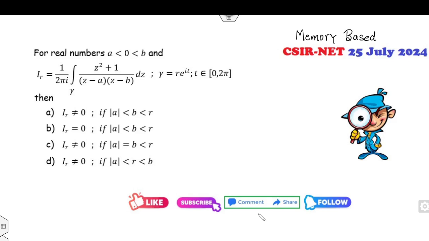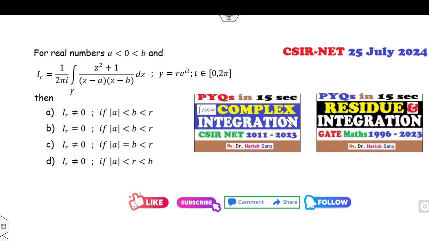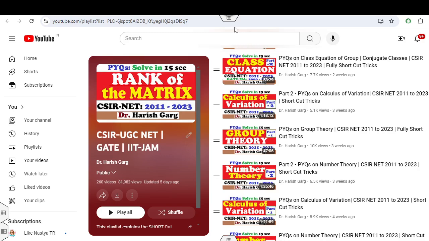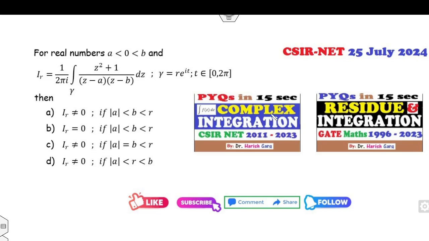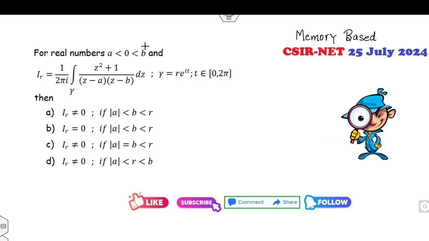Now, this is a question related to complex analysis, and it involves an integration, so you have two options. One, you can solve this problem with the help of the residue theorem, or you can solve it with the help of complex integration. Again, it's a very simple question. You can watch my previous 2 lectures, all available on my YouTube channel, in the CSIR UGC NET playlist. And definitely you can solve this question in 15 seconds. So let's see how you can solve that.